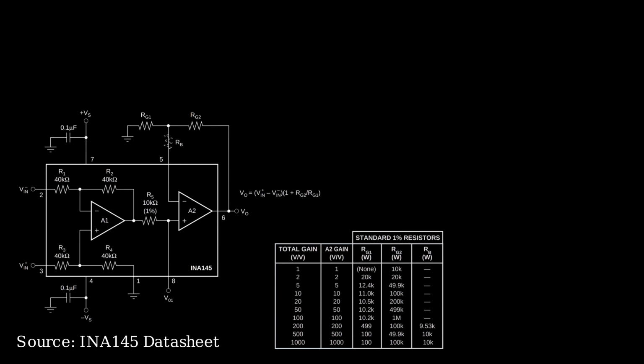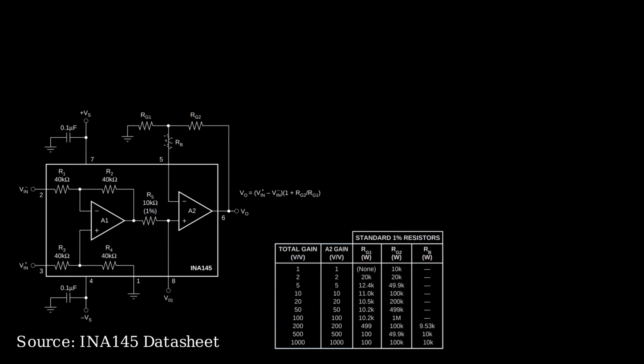There's a chip that does this, the INA-145. If you look closely, you can see the original circuit. R1 through R4 are matched 40 kiloohm resistors, so they are guaranteed to be close in value. The INA-145 has two external gain setting resistors, which lets the user set their desired gain.